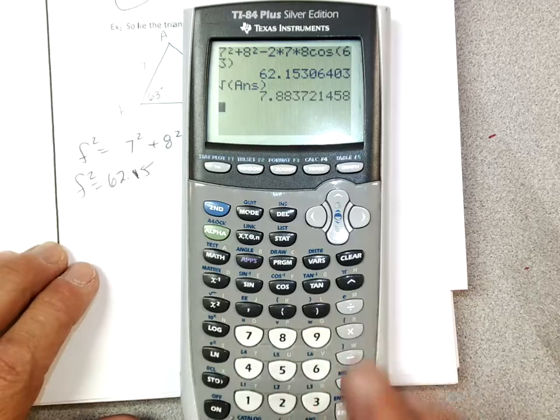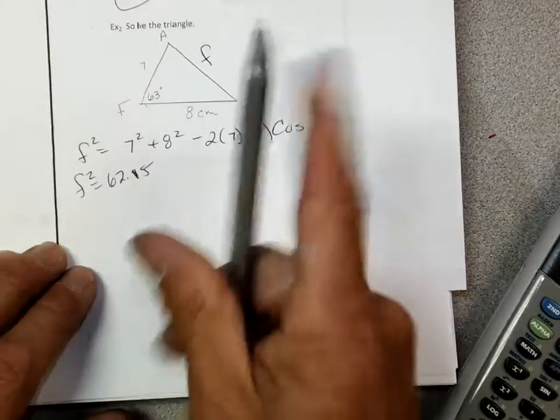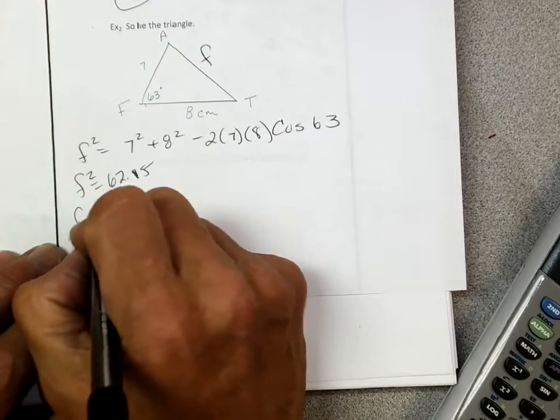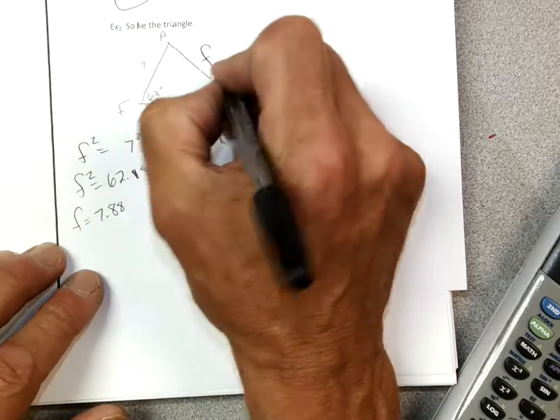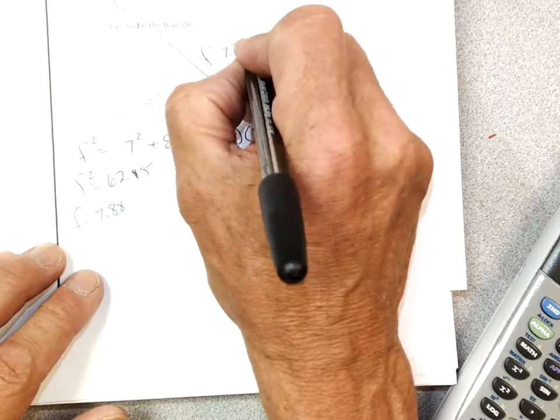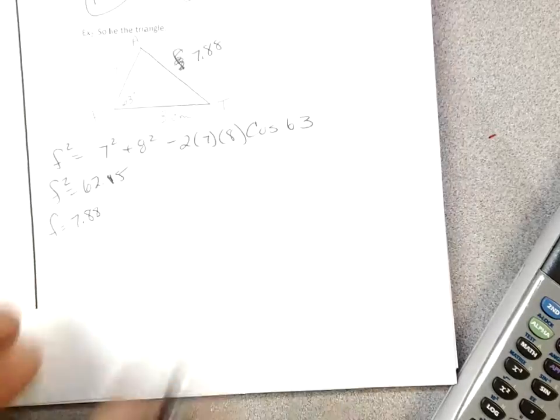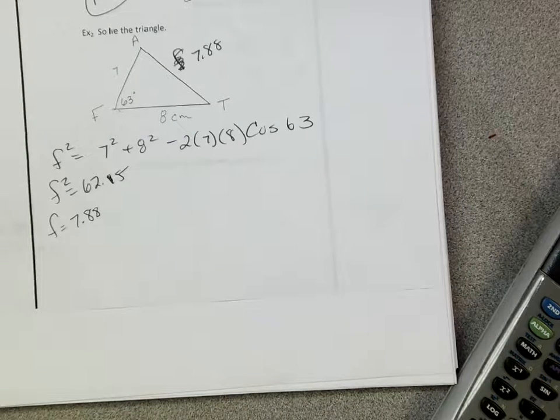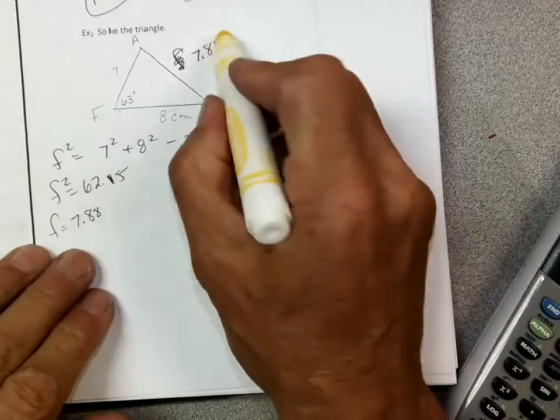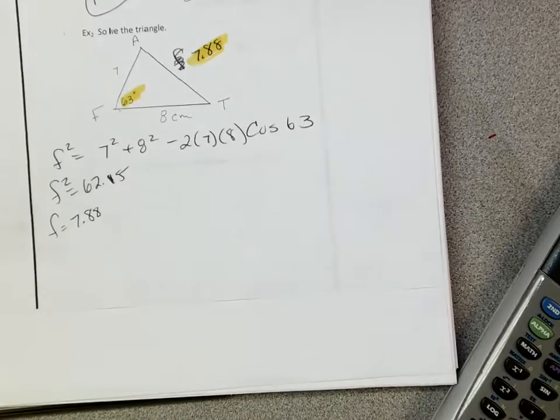And so I'm going to take the square root of that and get about 7.88. So little f is about 7.88, okay? There's a little f. Now, what we can do is we have a pair of opposites. Once you have your opposites, the law of sines is actually easier. It's what we learned on Friday and Thursday.